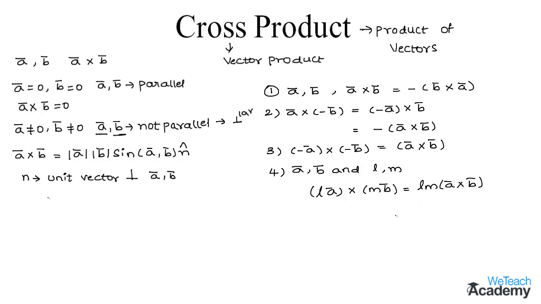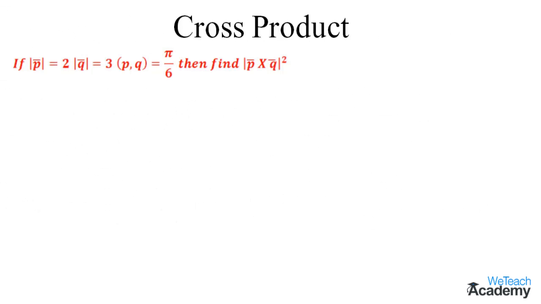For example, let us consider different values of L and M. Let us consider L a bar cross M b bar as 2 a bar cross 3 b bar, and its value would be 2 into 3, which is nothing but 6 into a bar cross b bar. So these are a few properties under cross product. Make a note of these properties as they are very important in solving examples. Now let us proceed and solve an example under this concept.